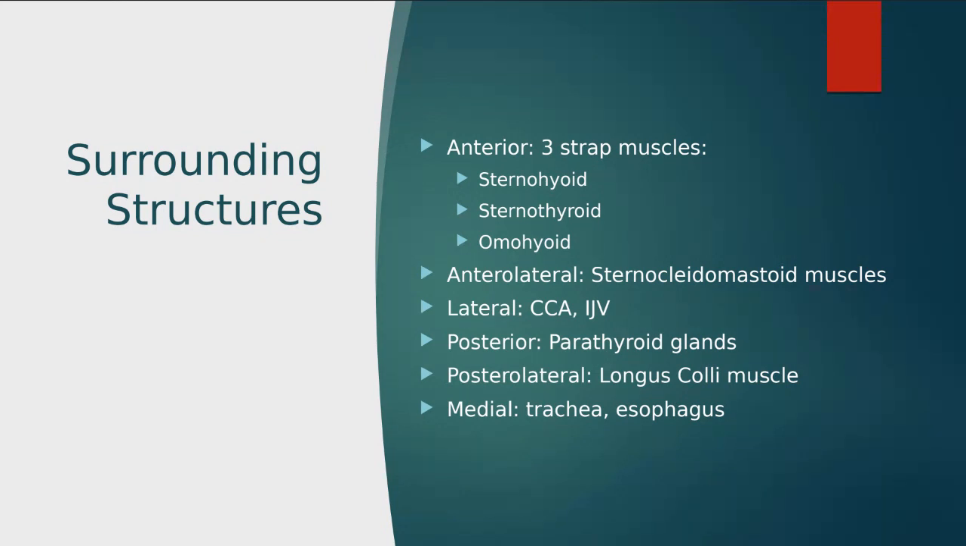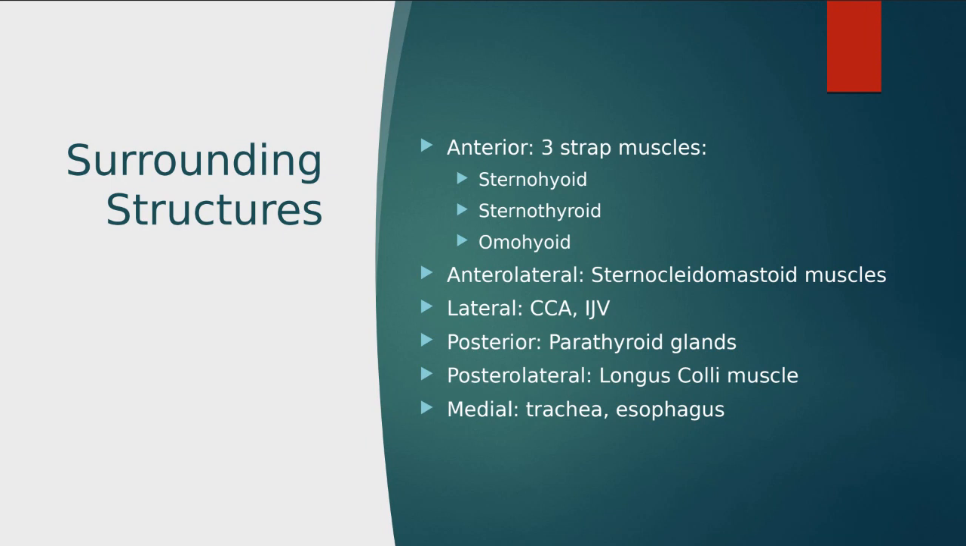So we have these anterior structures, these major muscles that run in the anterior portion of our neck. We have our sternohyoid, our sternothyroid, and our omohyoid. We have really great examples of what these muscles are going to look like in our next few pictures. We also have, to the sides of those three major strap muscles, what's called the sternocleidomastoid muscles. You've probably heard about that in your anatomy class. That's that big muscle that runs along the front side aspect of our neck.